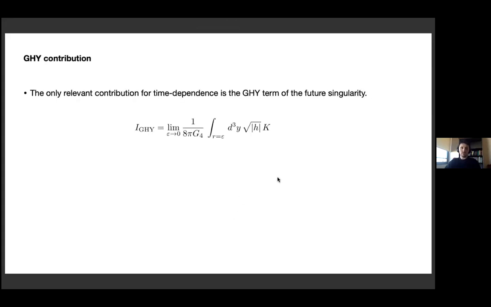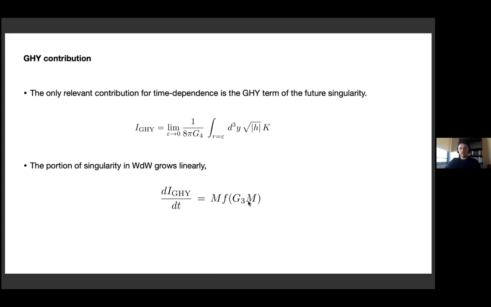Okay, the second type of term that contributes to the action comes from codimension 1 boundaries of the Wheeler-DeWitt patch. And among these, the only one which is relevant for time evolution comes from the future singularity of the black hole. So it's the Gibbons-Hawking-York term in the future singularity. In particular, we computed that the time derivative of this Gibbons-Hawking-York term coming from the future singularity is constant. And this is because the amount of future singularity intersected by the Wheeler-DeWitt patch grows linearly in time with a constant slope.